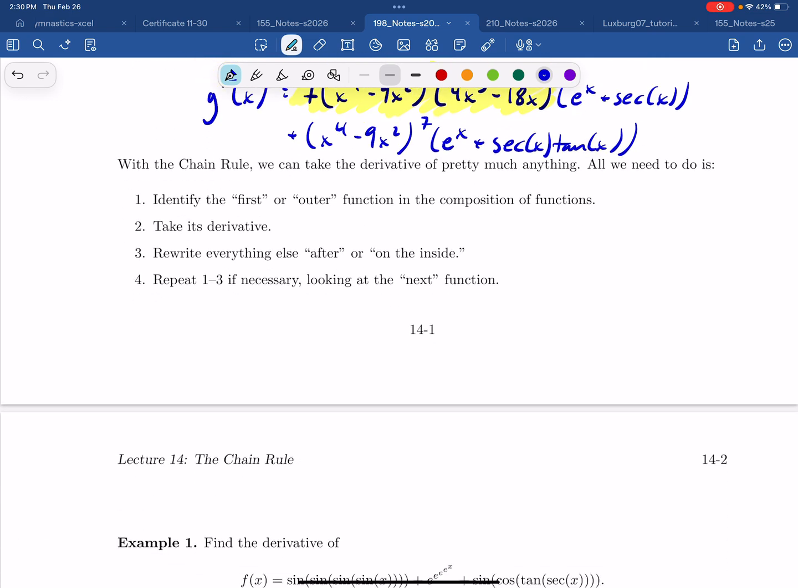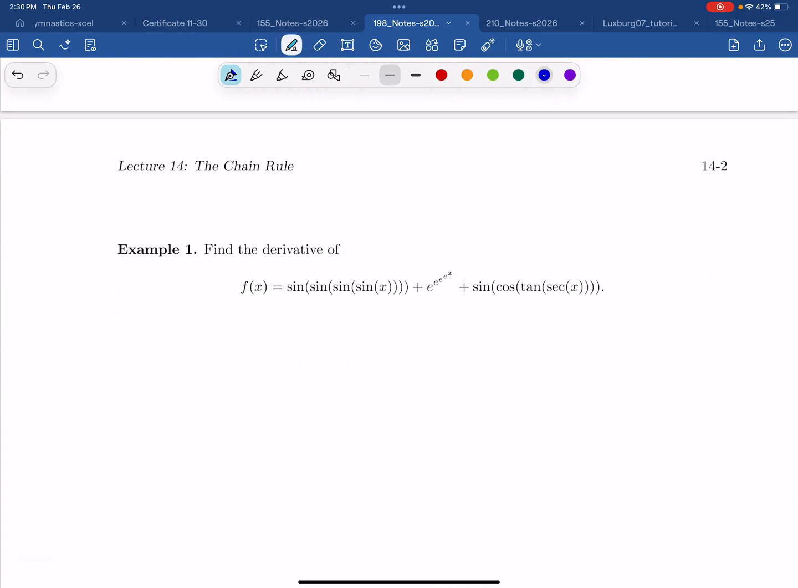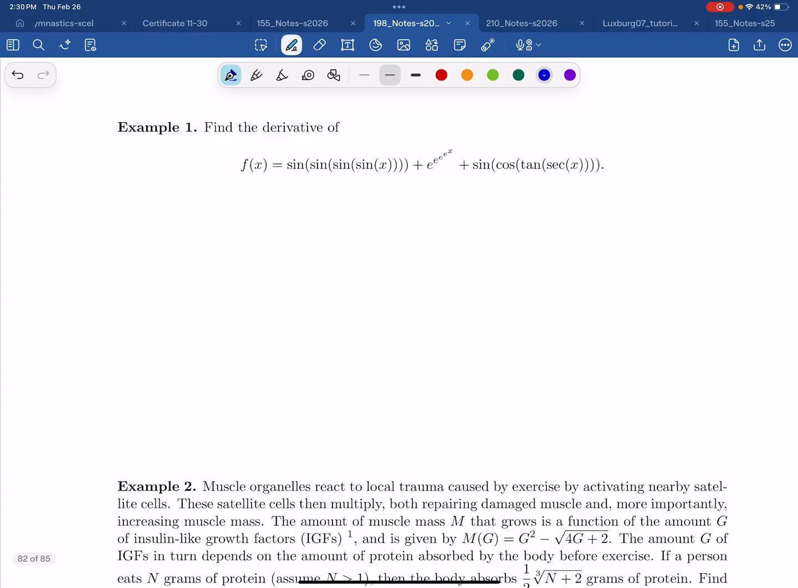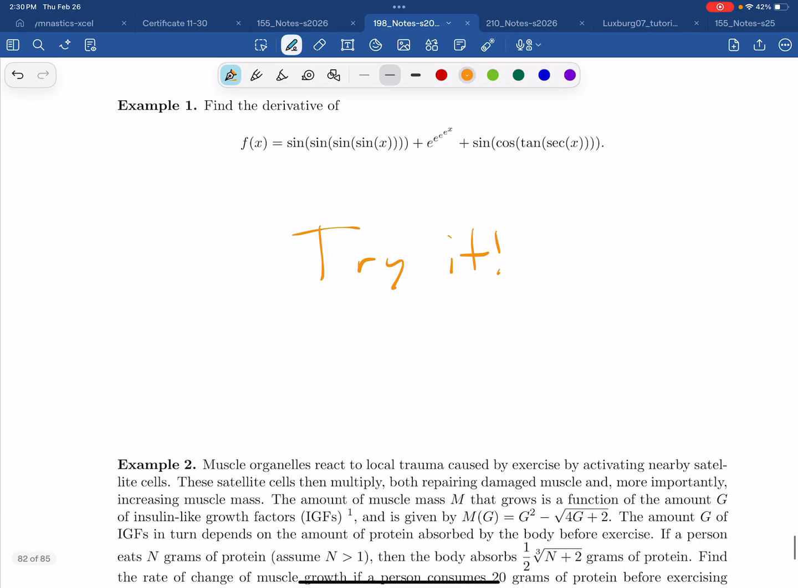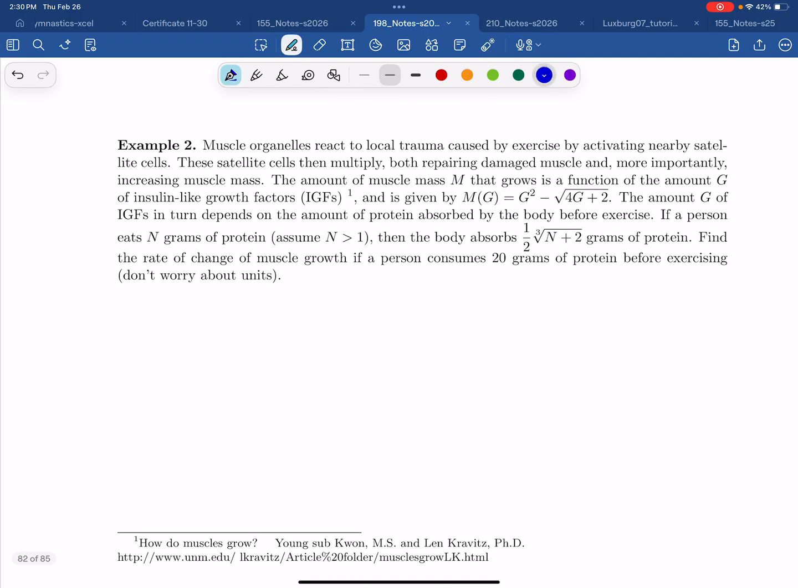But just want to point out that with the chain rule, we can pretty much take the derivative of anything. There are a couple things we don't know how to do. But by and large, any crazy function you come up with, we can take the derivative of. So here's a fun one. Take the derivative of this guy. Why don't you do that in class? But think about it.